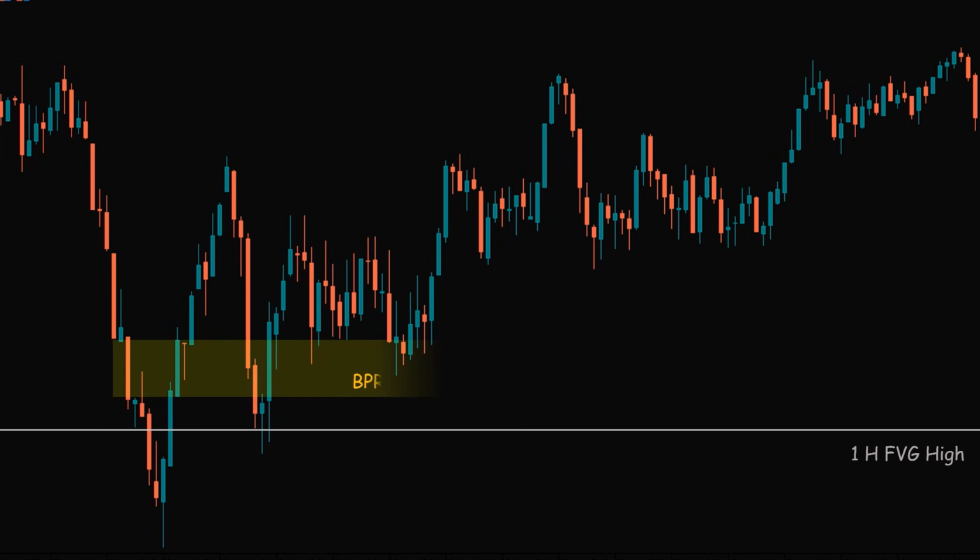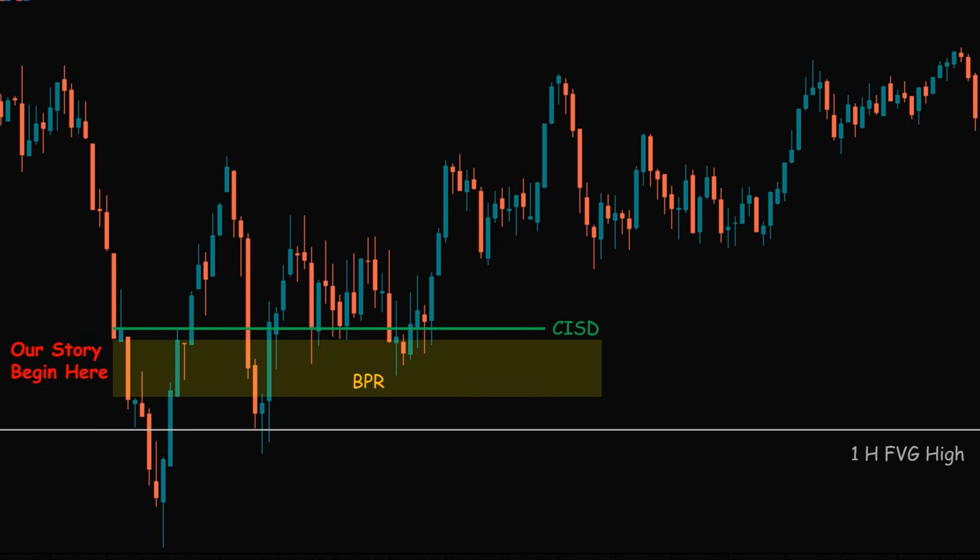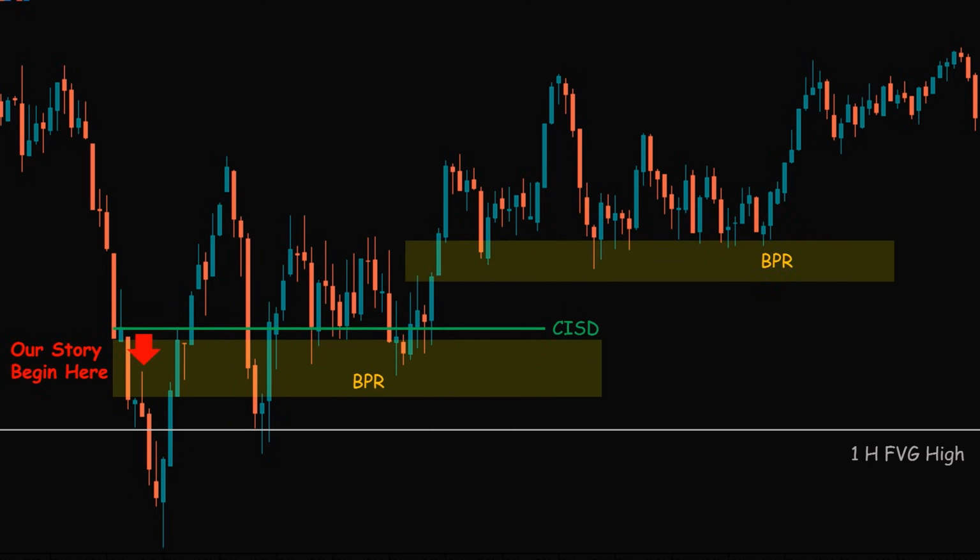From the point where the story begins, the algorithm trades into the inefficient FVG, takes the low, which later becomes a BPR, then comes back and breaks through it, while simultaneously confirming a CISD, a change in delivery of price.